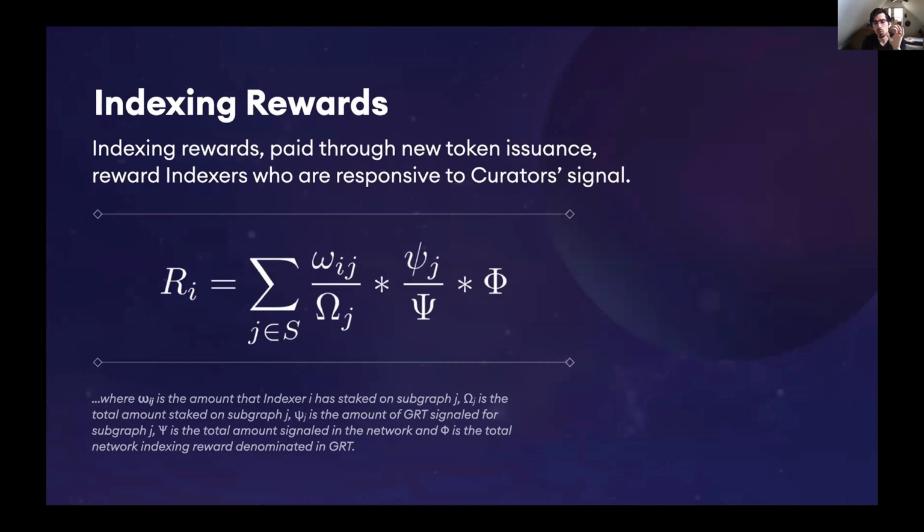Indexing rewards real quick. We won't get too deep into the math here, but this is another area where the curator signal actually provides a direct incentive to the indexers, because the more curator signal that is on a subgraph, the more indexer rewards proportionally that subgraph will get in the network. And then that subgraph's indexer rewards are distributed between the indexers proportionally according to their amount of allocated stake on that subgraph. And that's basically just what this formula is saying. I won't get too deep into the formal description.